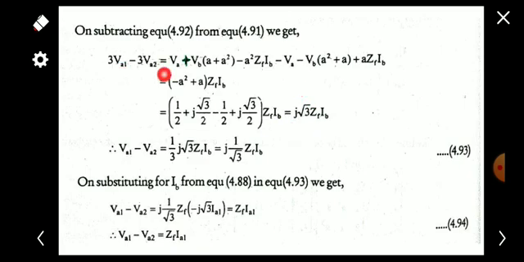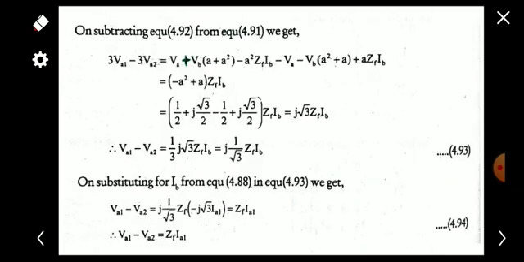So VA1 minus VA2 is equal to J root 3 ZF IB divided by 3. The 3 can be taken outside and placed here, and this is the equation for VA1 and VA2: J ZF IB by root 3. So 3 and root 3 cancel, and root 3 comes in the denominator. And if you substitute the value of IB from these equations, IB is equal to minus J root 3 IA1. So VA1 minus VA2 is equal to J 1 by root 3 ZF, and instead of IB, just substitute minus J root 3 IA1. So VA1 minus VA2 is equal to ZF into IA1.